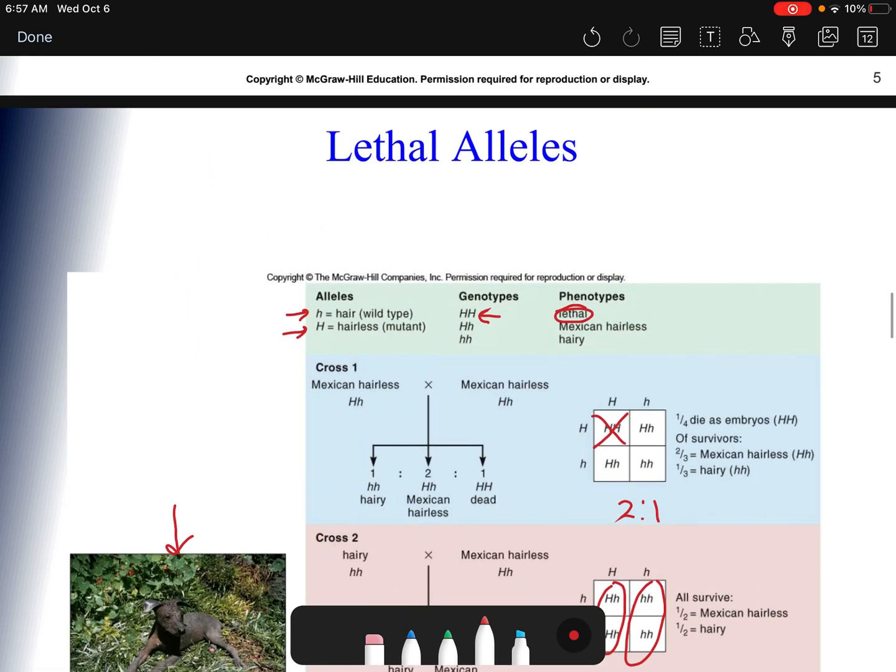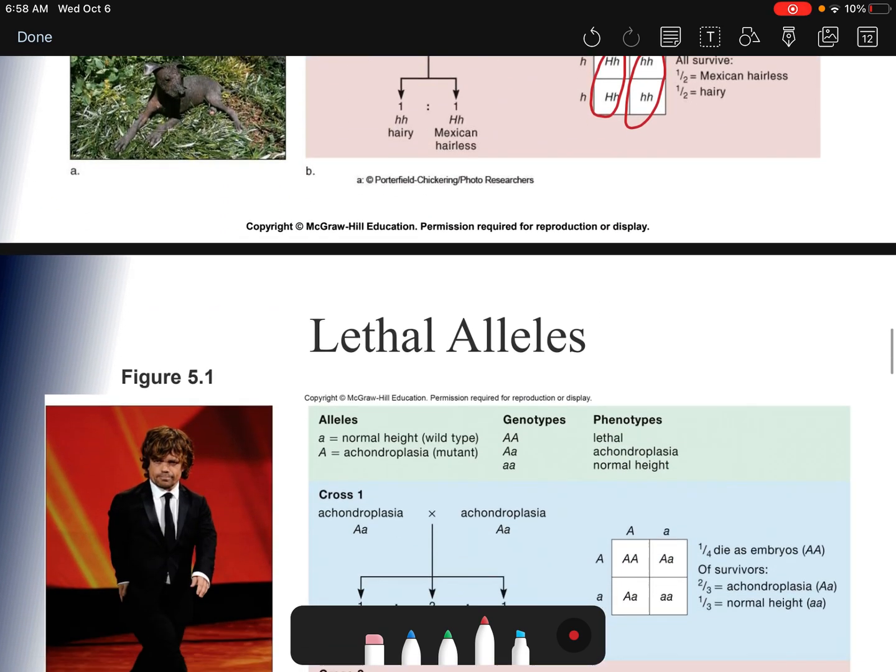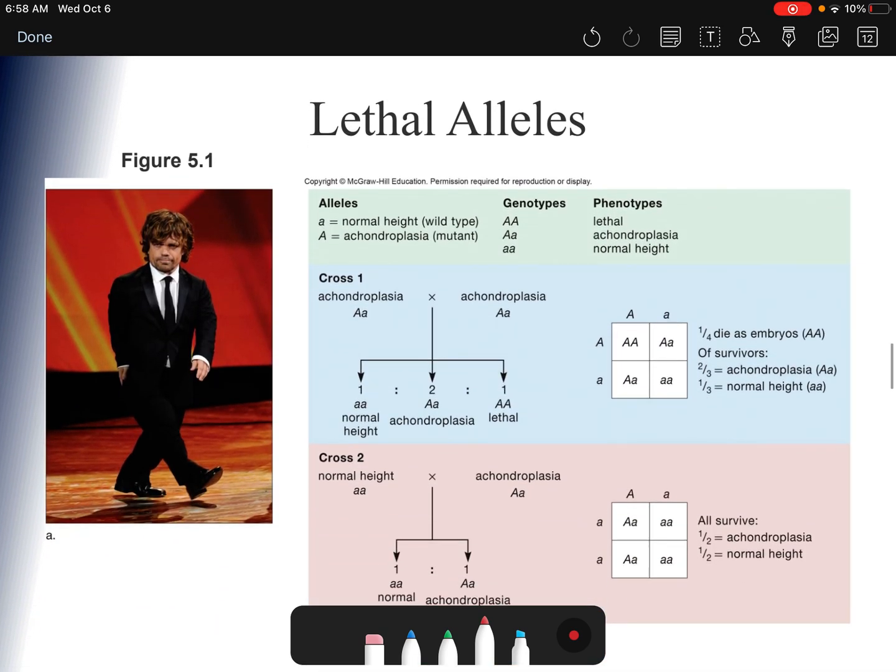I was going to say, can you ever have this combination, two parents like that? No, because they both would have died already as embryos. They wouldn't have survived to adulthood.